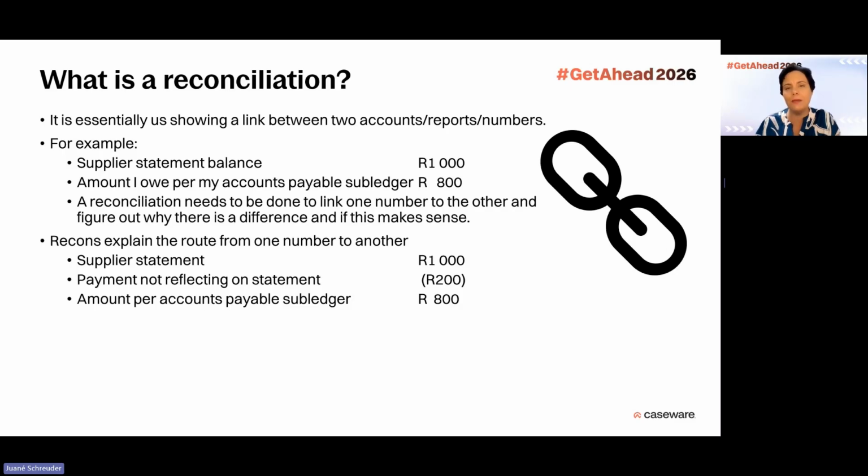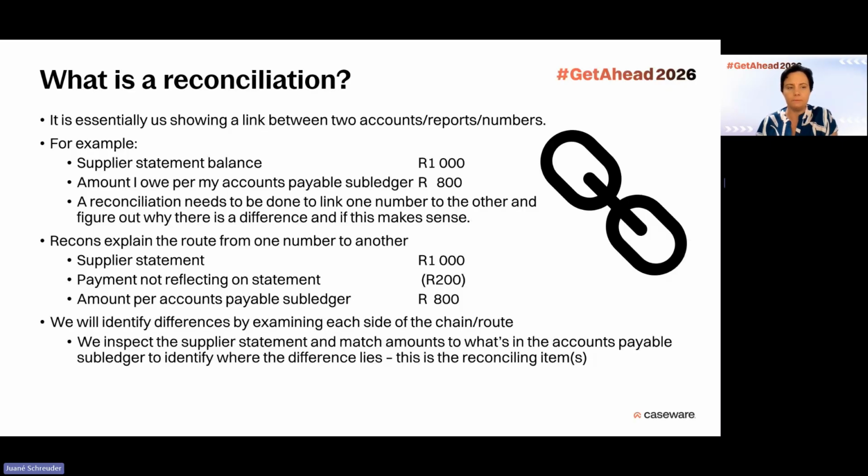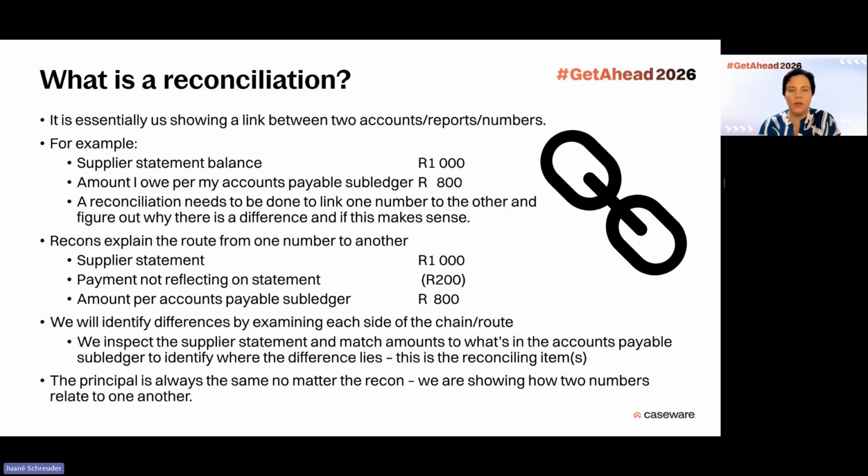All right, so it's not necessarily indicative of an error or a problem as such. It might just be a timing matter, and we just need to confirm what is indicating that. So we will have to identify the differences by literally examining and comparing these two documents with each other. We inspect the supplier statement, we match the amount to what's in the accounts payable subledger to identify the differences. As I said, in the past the bank statement reconciliations were quite a challenge, but thankfully these days software can do most of that for us. So the principle, the concept is that no matter what the recon is, we are showing how these two numbers are connected. What is the difference making them up?